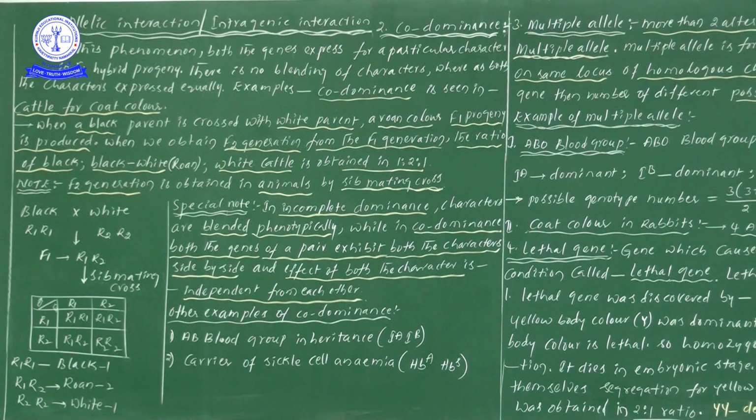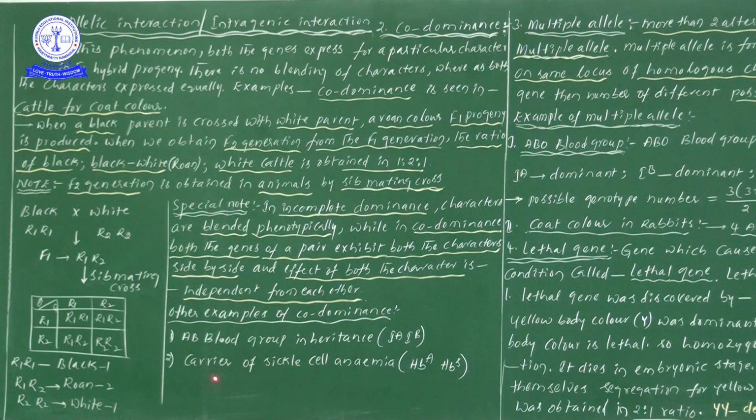but in codominance, without any blending or suppressing nature, the characters present together side by side are both expressed independently of each other. That's why, while explaining codominance, we take ABO blood groups. AB blood group definitely shows codominance: IA with IB gives AB blood group. A and B are present together, and both characters are expressed.